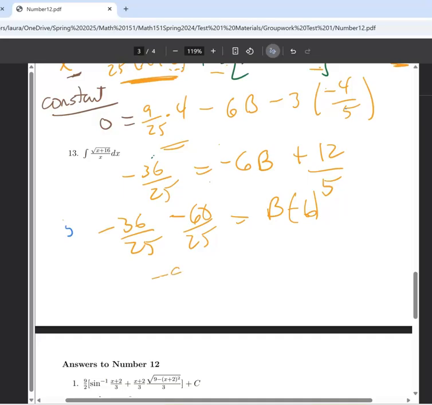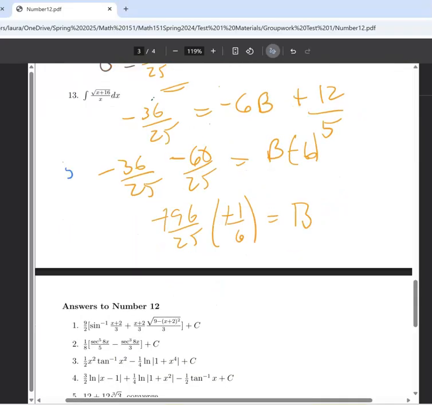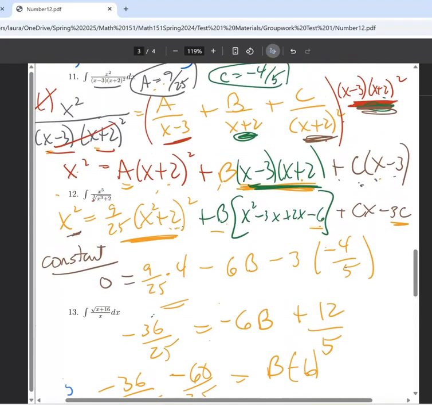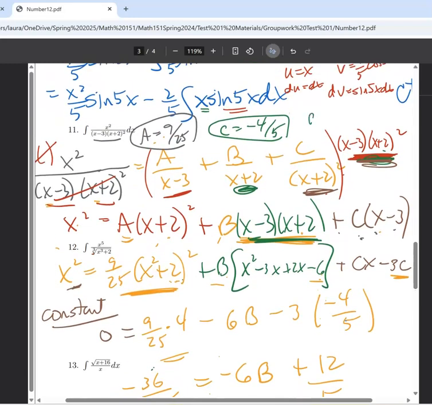So that's negative 96 over 25 times a negative 1/6. The two negatives cancel. 96 divided by 6 is 16. So I get 16 over 25. Shoo! Okay, that took a lot of work. So let's see. If I put this back up here, 16 over 25. So B is 16 over 25.